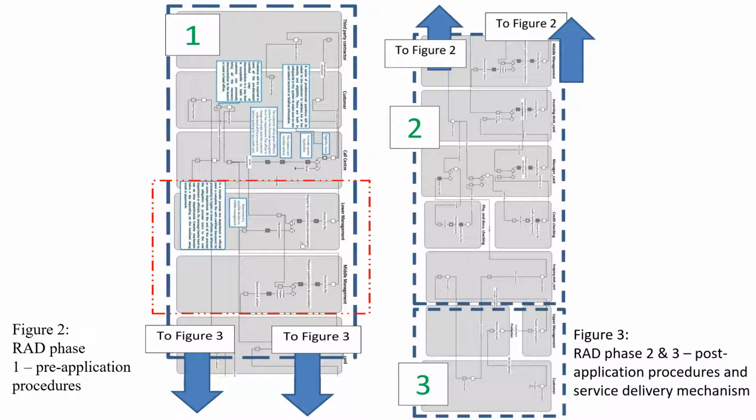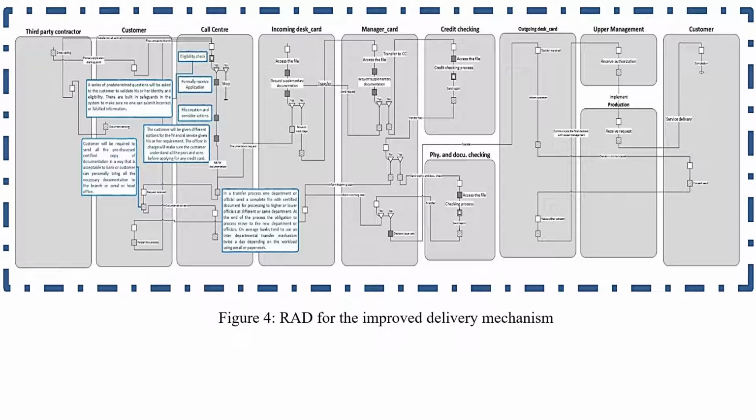In the following, figure 2 is the RAD of phase 1, the pre-application procedure, and figure 3 is the RAD of phases 2 and 3, the post-application procedure and service delivery mechanism. Then there is the totally modified and improved delivery mechanism. This figure is the RAD for the improved delivery mechanism. In the flowchart, you will see the third party contractor, then the customer, then the call center, then the income desk card, then the manager card, then credit checking, then the outgoing desk card, then upper management, then the customer, and the customer will get to enjoy the service.